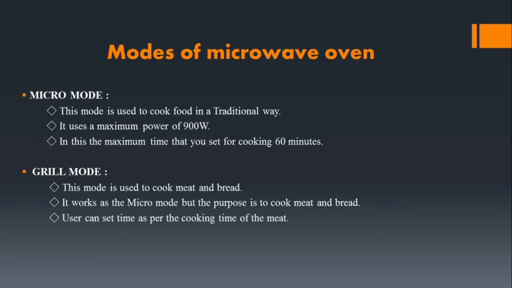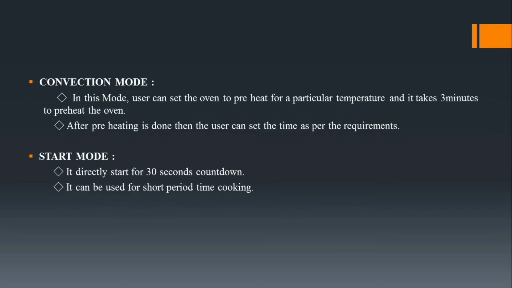It is used to cook meat and bread. It works as micro mode, but the purpose is to cook meat and bread. The user can set the time as per the cooking time of the meat. On the next, convection mode. In this mode, the user can set the oven to preheat to a particular temperature, and it takes 3 minutes to preheat the oven. After preheating is done, the user can set the time as per the requirements.